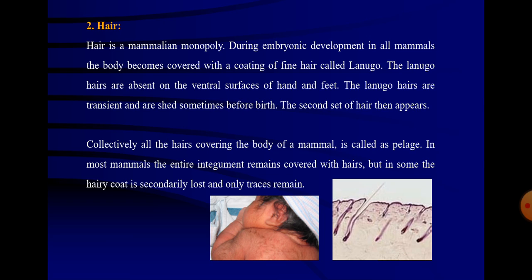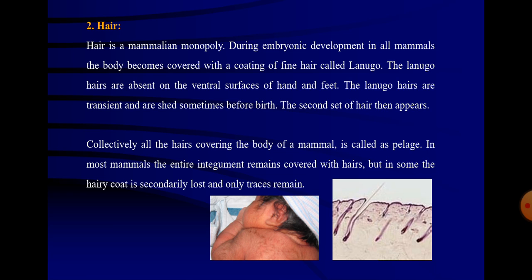Hair is mammalian monopoly. That is, hair is present only in mammals. This is one of the general characteristic features which distinguishes it from other animals: aves, reptiles, amphibians. The presence of hair means mammal.